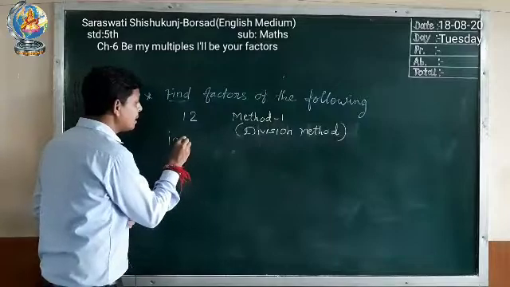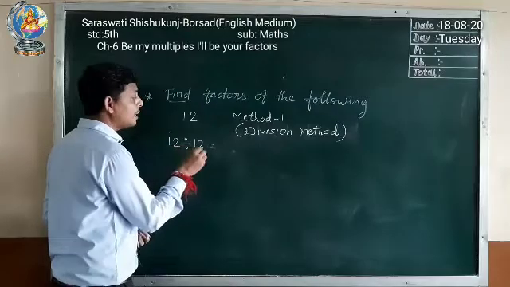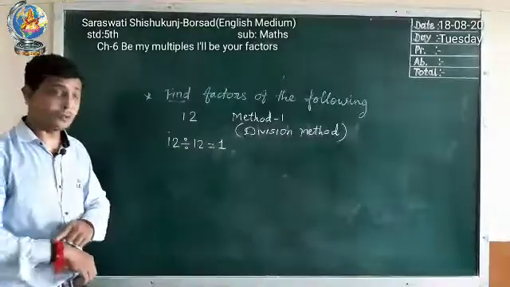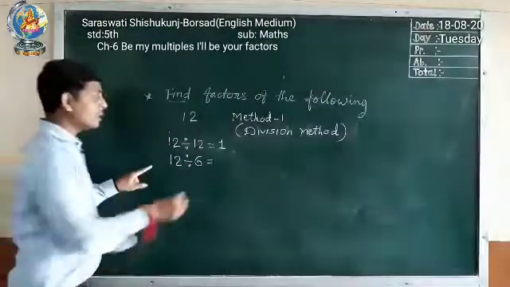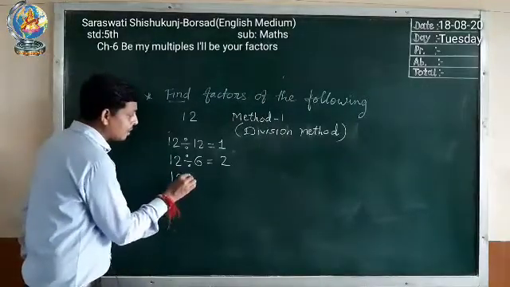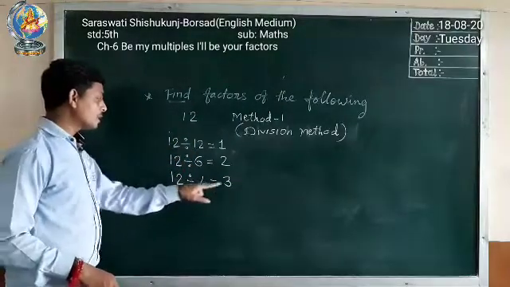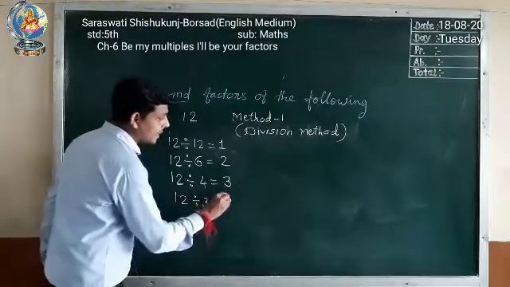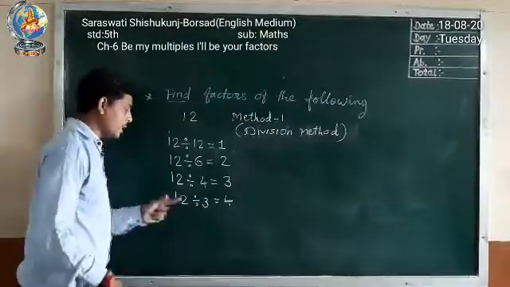If we divide 12 by 1, we get remainder 0. If we divide 12 by 12, we get 1; 12 ones are 12, so here we get remainder 0. Then if we divide 12 by 6, we get 2; 2 sixes are 12. If we divide 12 by 4, we get 3; 4 threes are 12. If we divide 12 by 3, we get 4; 4 threes are 12.